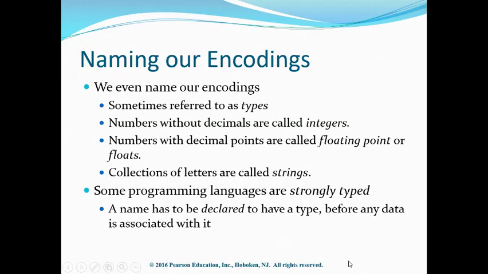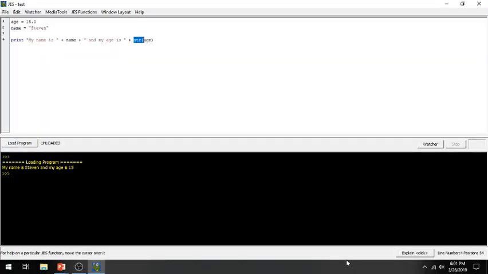So some programming languages are strongly typed. A name has to be declared to have a type before any data is associated with it. For example, if I were to use Java, I would actually have to say int equals 4, for example. So in this example, I'm saying, oops, let me say integer. I'm saying I have an integer. This is the type. This is the variable name, and then I'm equaling it to 4. But we're not doing that in Java, and Python doesn't actually require that.